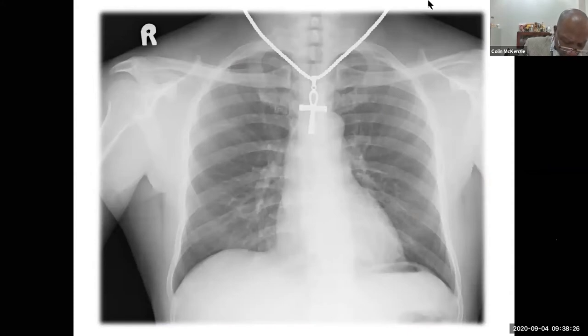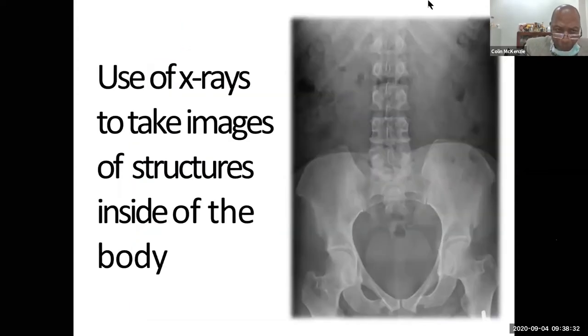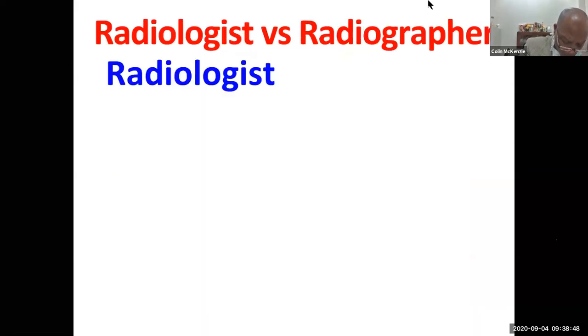And if you look, you will see by official definition, radiography is the use of x-rays to take images of structures inside the body. And that image a while ago was an abdomen. This is what an x-ray system looked like. So this is the system that you'll be working with. We'll soon get to the program overview.